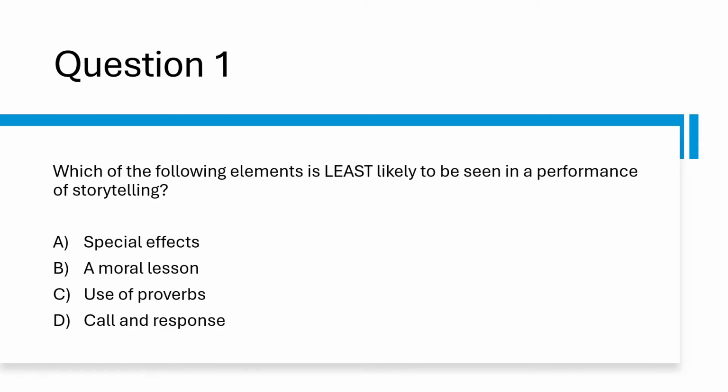Which of the following elements is least likely to be seen in a performance of storytelling? And notice the important word there is least likely. So what this means, it doesn't mean that you will not see it. You can see it, but there's a slim chance that you will see it. So it's not something that is used quite often in storytelling. So let us look at our options. Option A, special effects. Option B, a moral lesson. Option C, the use of proverbs. And option D, call and response.